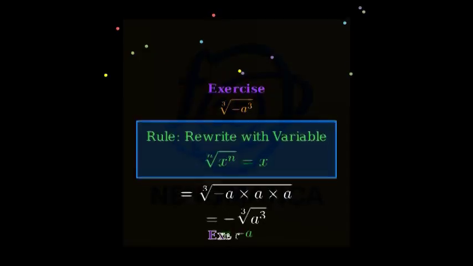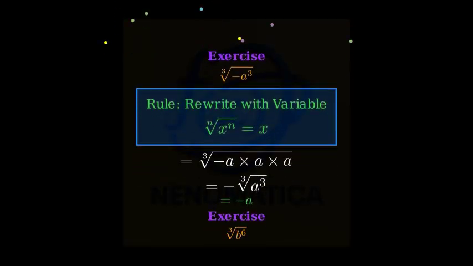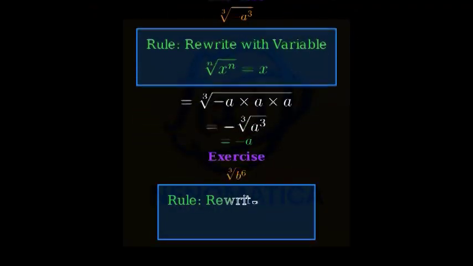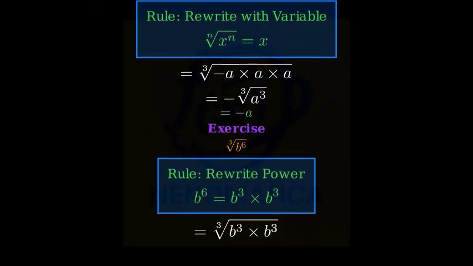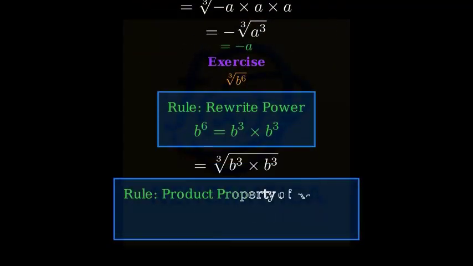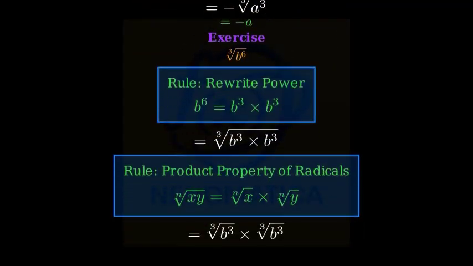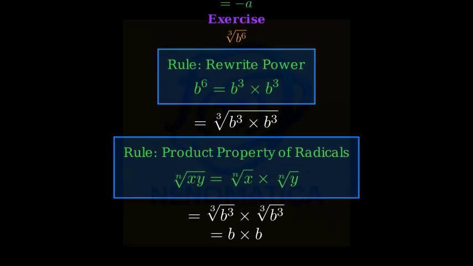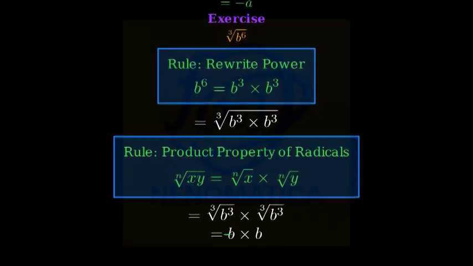Find the value of the cube root of b to the 6th power. Let's solve this step by step. We can rewrite this as the cube root of b cubed times b cubed. Using the property of radicals, this is equal to the cube root of b cubed times the cube root of b cubed. And we know that the cube root of b cubed equals b. So, our answer is b squared.